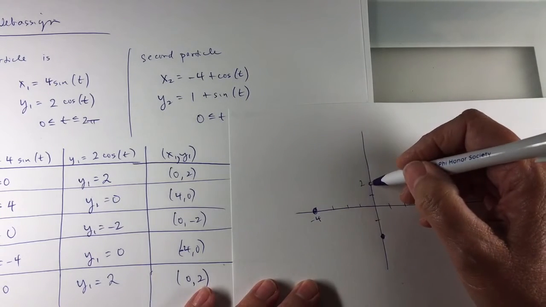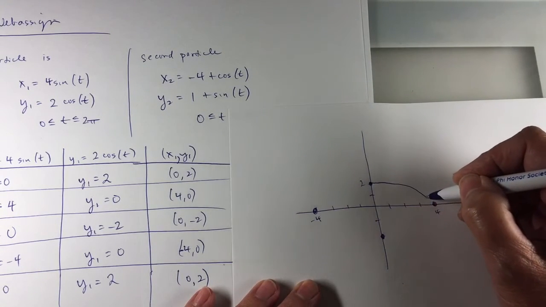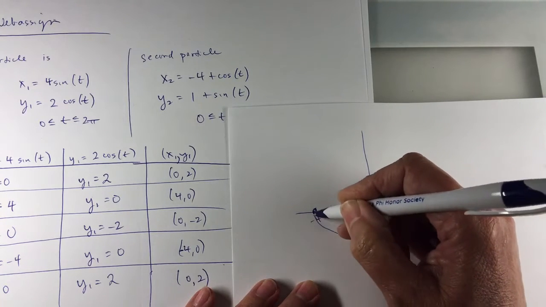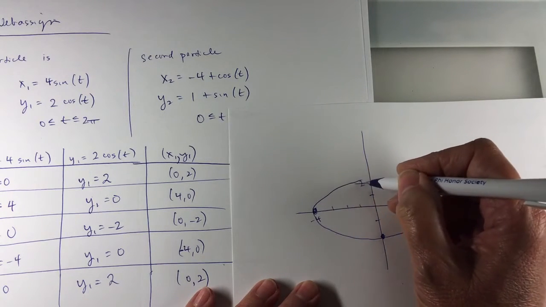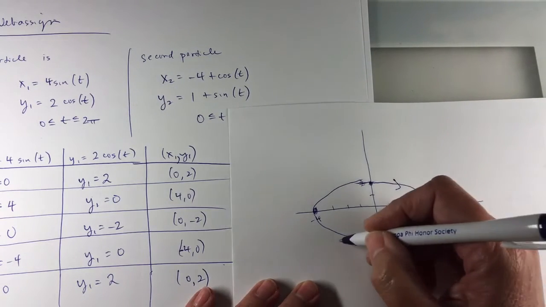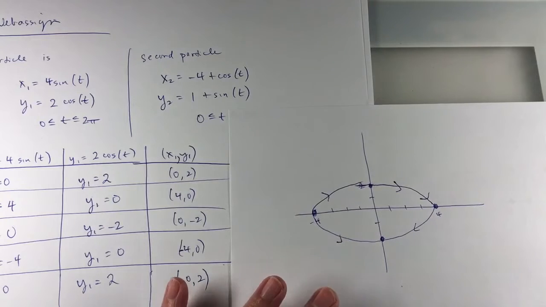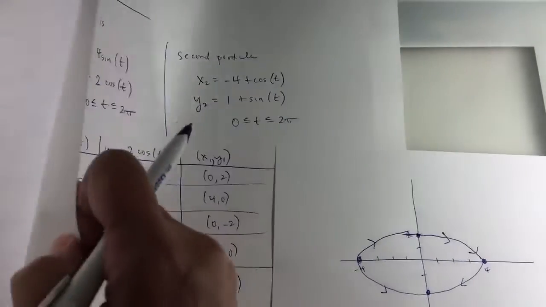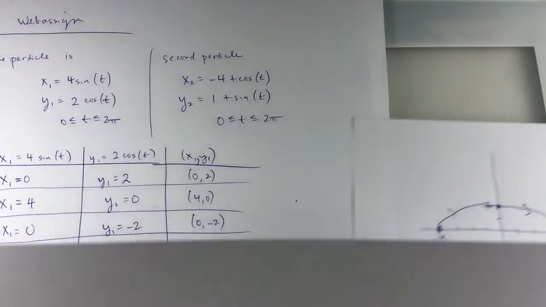So I want to indicate the direction of travel. And I meet up right there. So there's the first particle. The second one, I'll do that one on the chart on a new piece of paper.